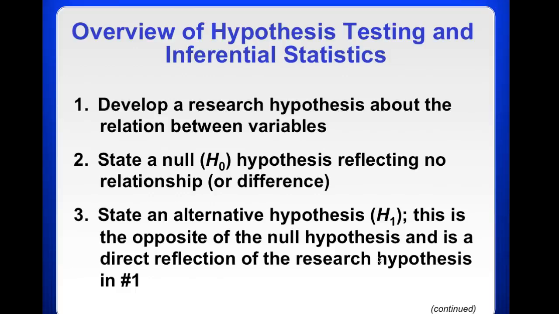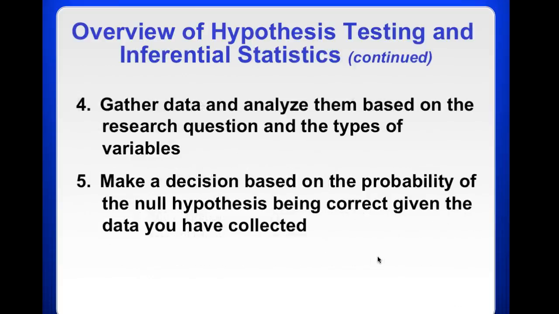First, to develop a research hypothesis about the relation between variables. Next, to state a null hypothesis. Third, to state an alternative hypothesis. And then, gather data and analyze them based on this research question and the types of variables. And finally, to make a decision based on the probability of the null hypothesis being correct given the data you have collected.